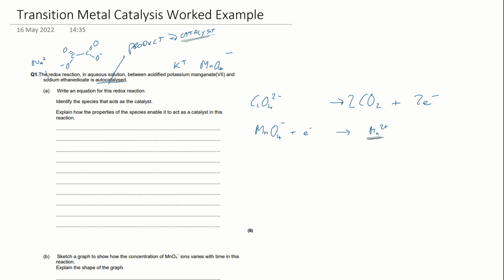So this is all to do with the transition metal's variable oxidation state, and we're going to explain via the use of equations here. So let's look at all the equations, then I'll tell you how to plan an answer for that.